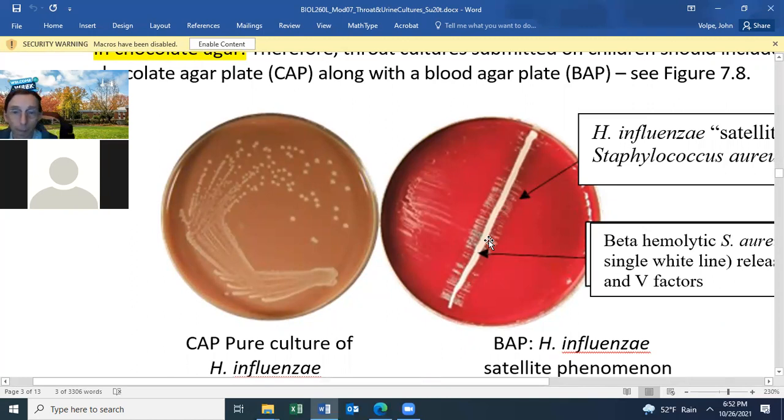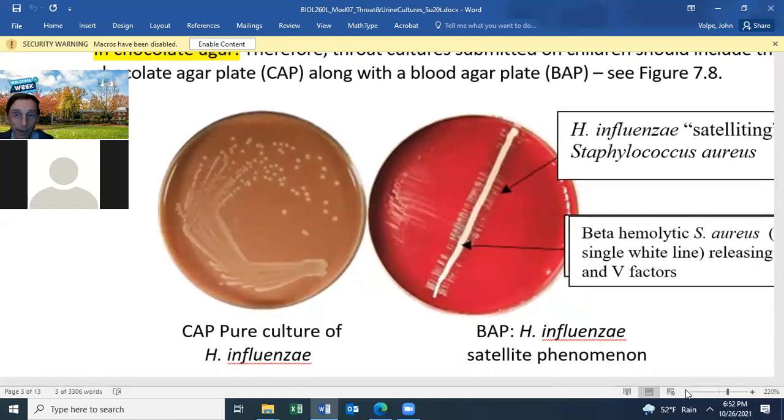Because it lyses the red blood cells, that will release the nutrients from the red blood cells. And then Haemophilus influenzae, which won't grow here, if you streak it over here, it will grow in this region of the plate because of the Staphylococcus aureus. Any question about any of that?